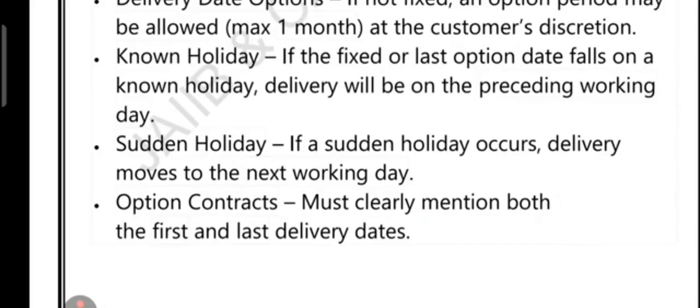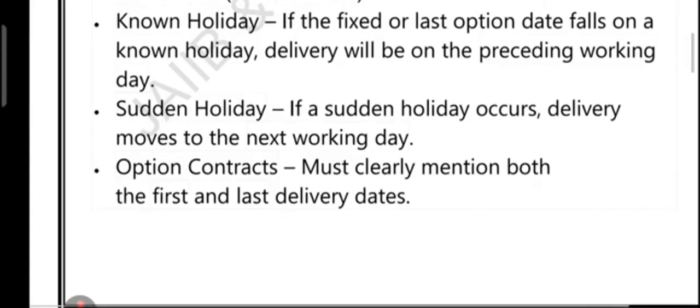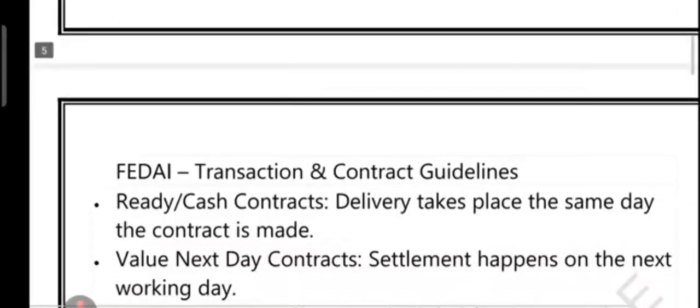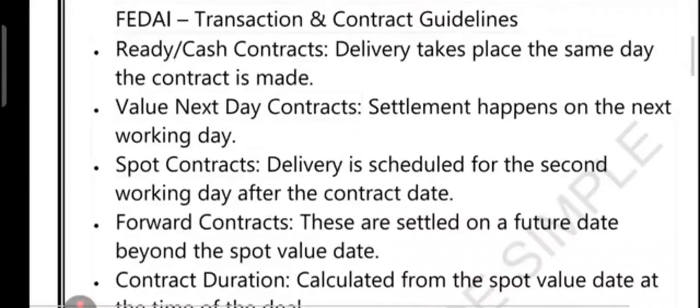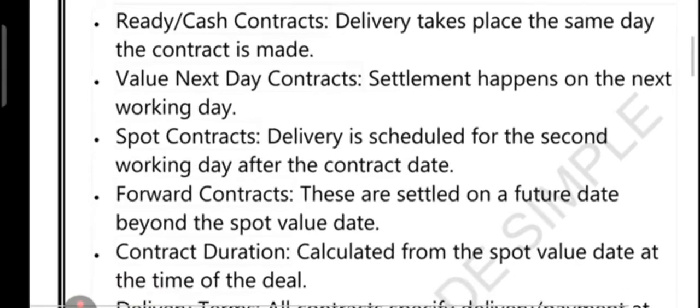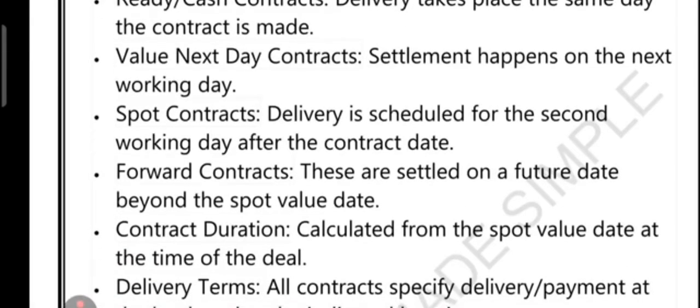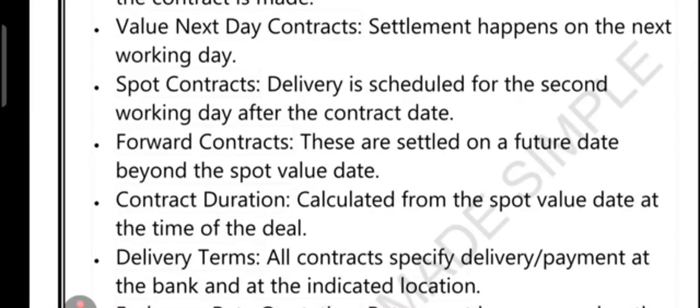Now let's talk about the types of contract. In forex trading, different contract types simply mean different delivery timelines. The first kind we have is called ready or cash contract. What happens here? The currency is delivered the same date you make the deal. The second kind of contract is called value next day contract, which means settlement happens on the next working day. A spot contract means delivery is done on the second working day after the deal. Forward contract means these are settled on a date beyond the spot date, basically in the future.